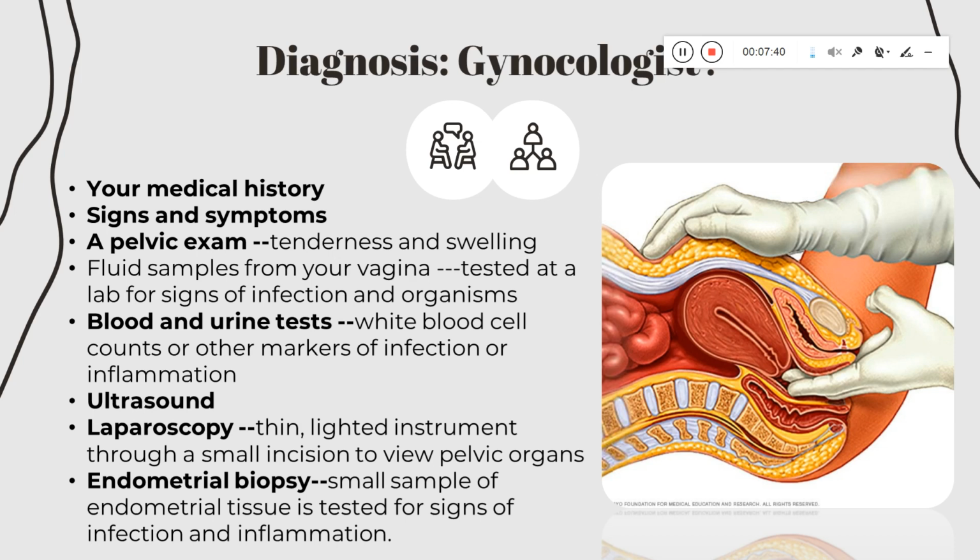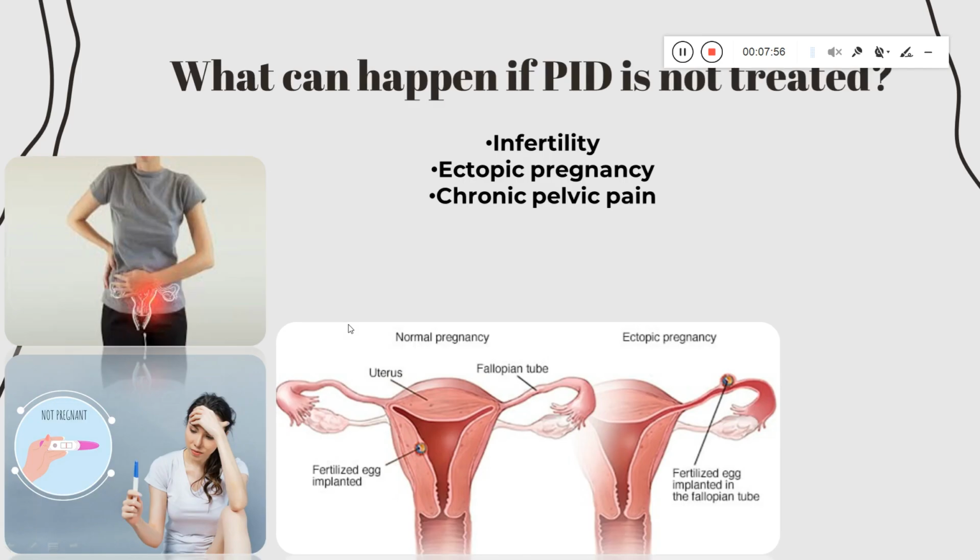Similarly, if ultrasound is not giving a very good understanding, they may even do a laparoscopy to check the internal organs by a small incision. And certain times they may even recommend an endometrial biopsy. So these are the few diagnostic options which are recommended by gynecologists based on the needs.